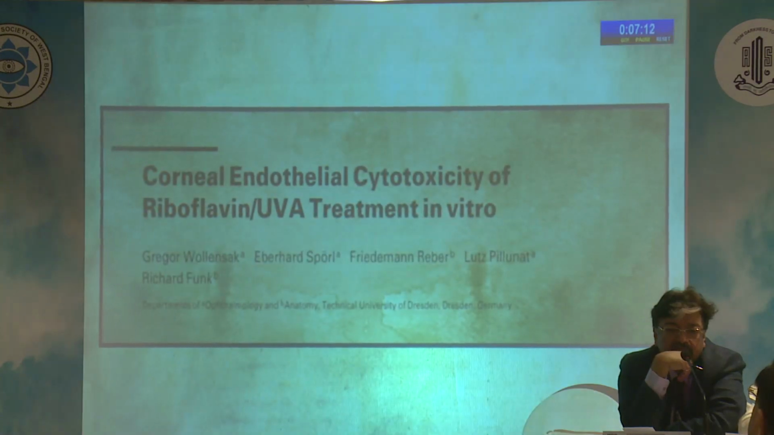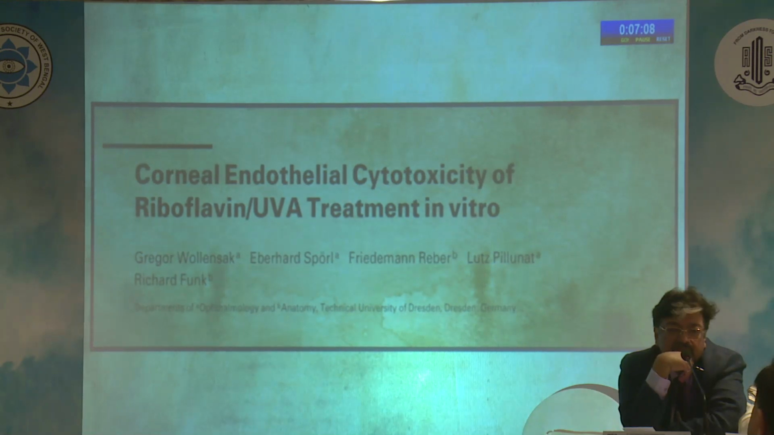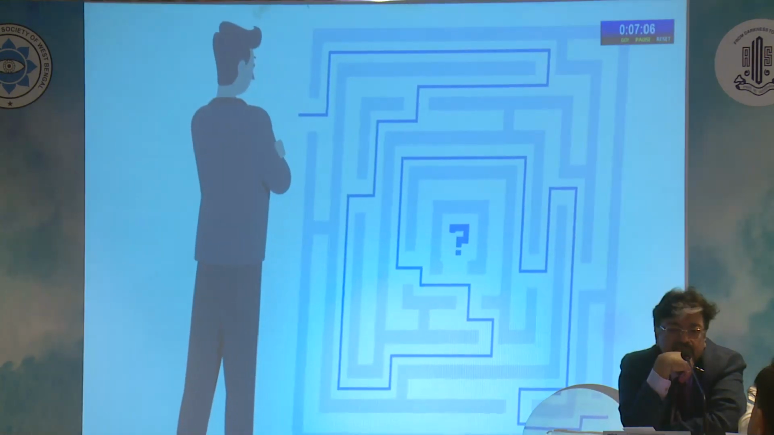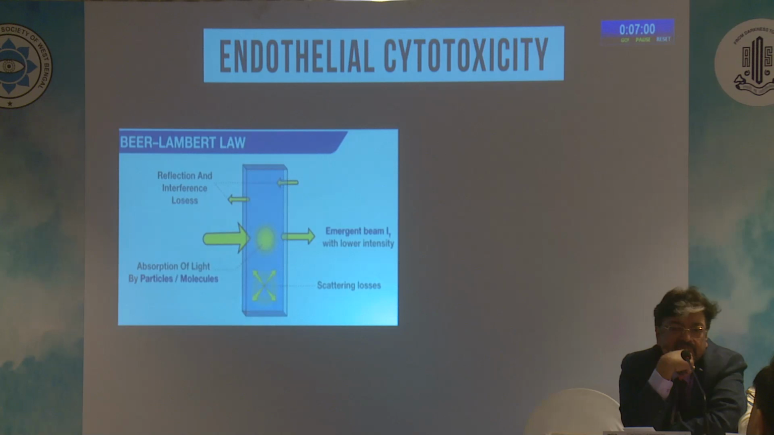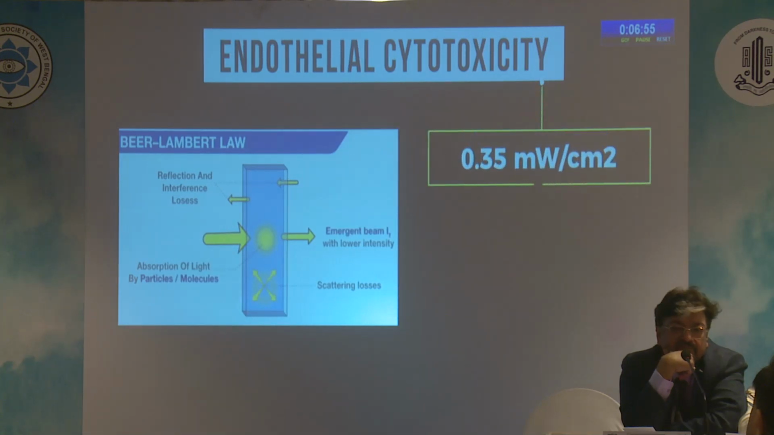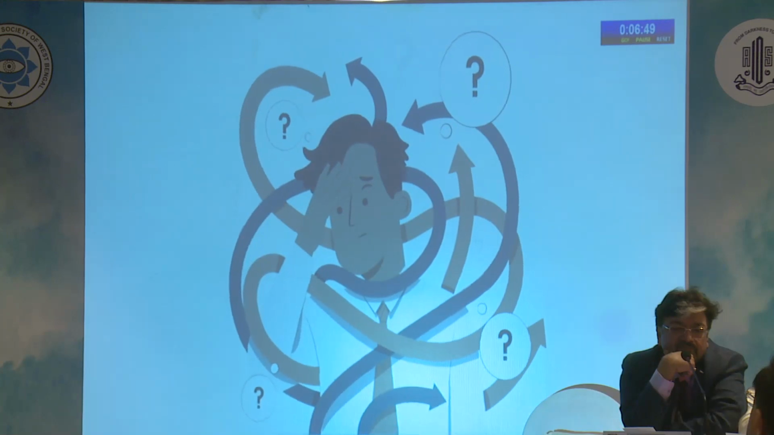But in the same year, the same group led by Wollensak realized that this procedure came with its own set of limitations. Using the Lambert-Beer equation, they came to the conclusion that the cytotoxic endothelial UVA irradiance of 0.35 milliwatt per centimeter square was reached at 400 microns. So this poses a problem.